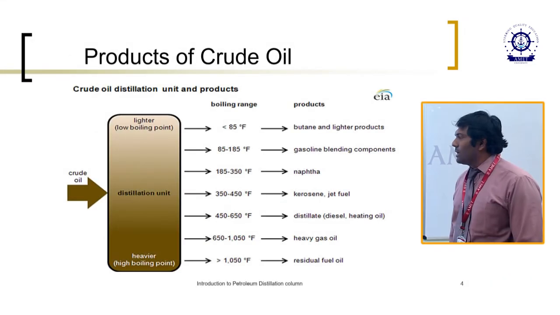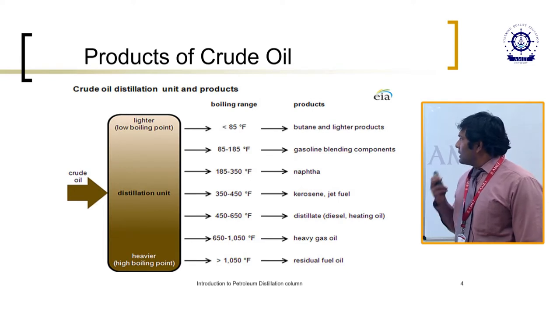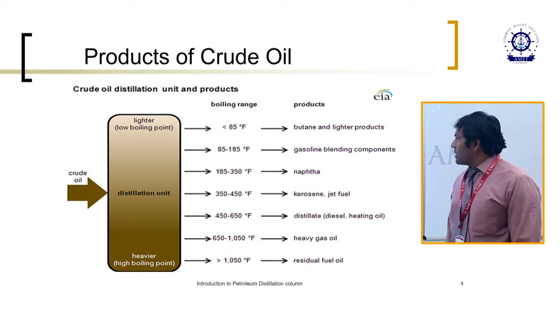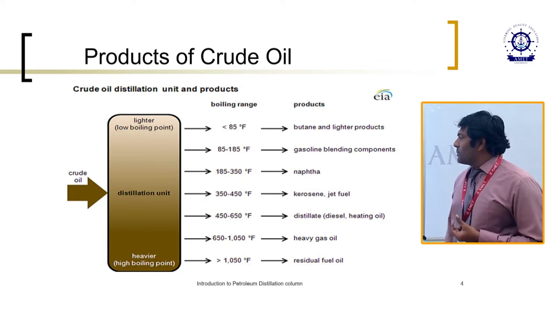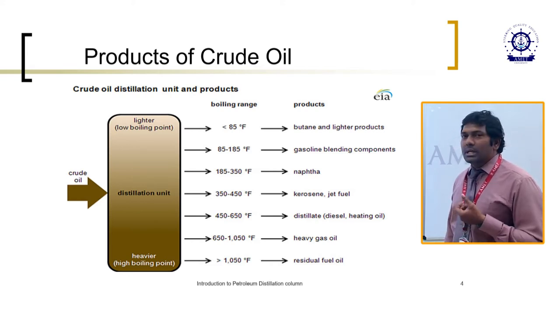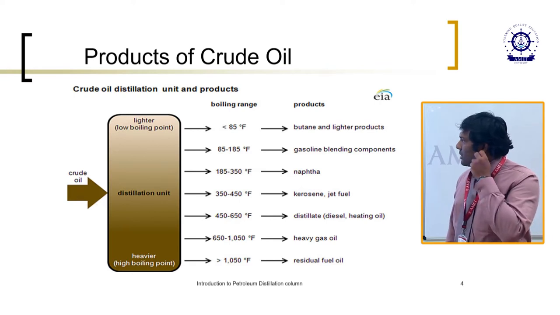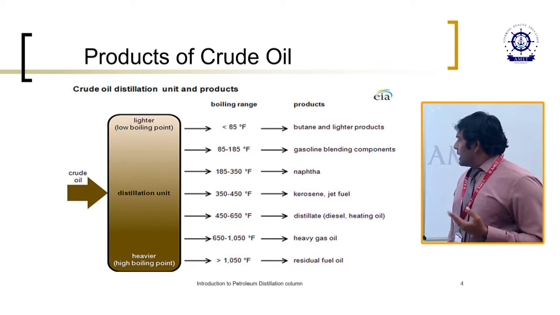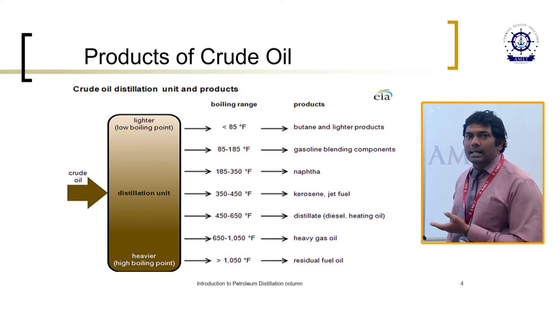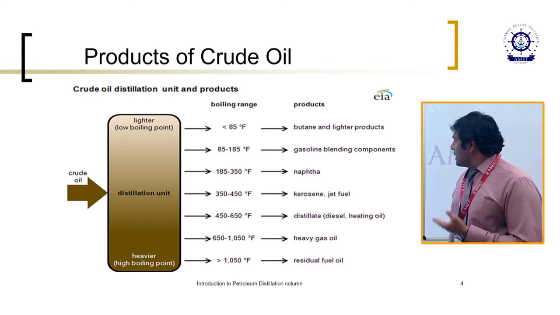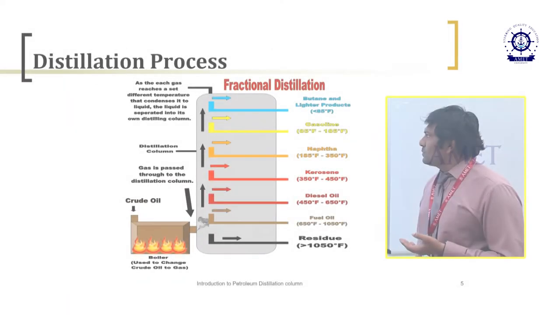We get certain products from the distillation process. At the top of the column, we get the lighter products, and at the bottom, we get the heavier products. The boiling points of the products at the bottom of the column will be higher than those at the top. Butane and lighter products are at the top of the column, and residual fuel is at the bottom. The products are LPG, gasoline, naphtha, kerosene, diesel, heavy oil and then residual fuel oil.